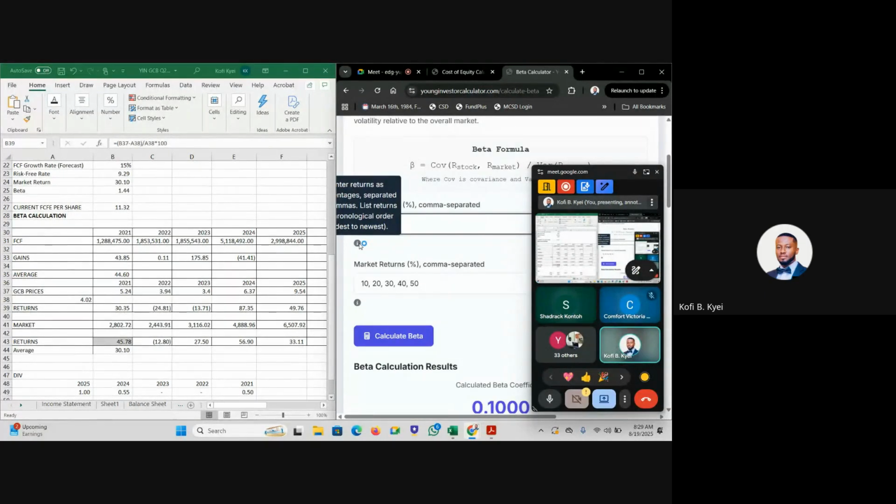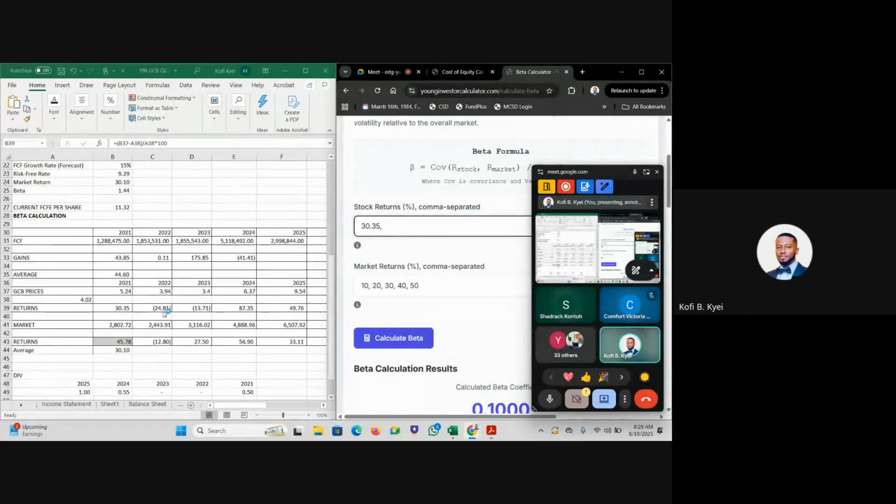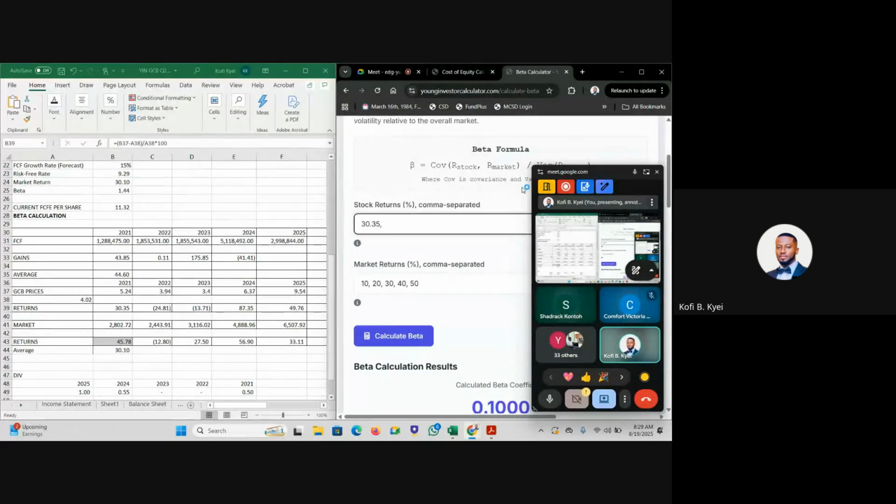So it says you list returns in a chronological order from the oldest to the newest. So the oldest return is 30.35. Put a comma and you bring your space. The next one is minus 24.81. You bring your comma and your space. Next one, minus 13.71. Bring your comma and you bring space. And the next one, yeah.